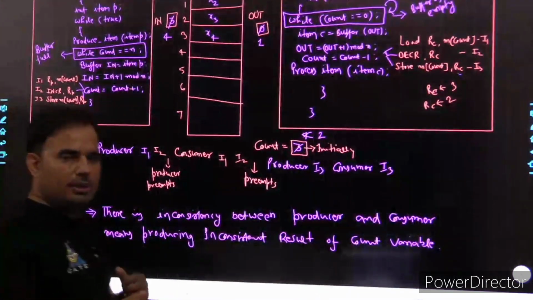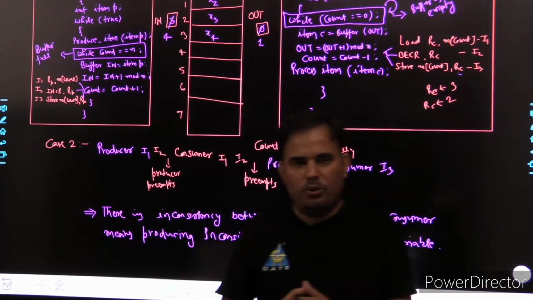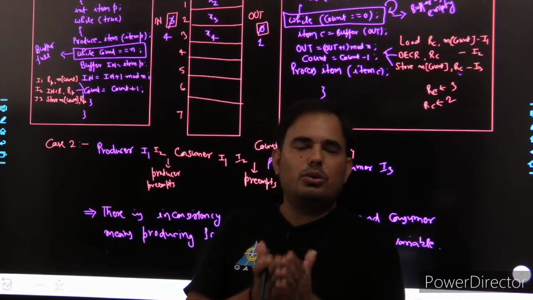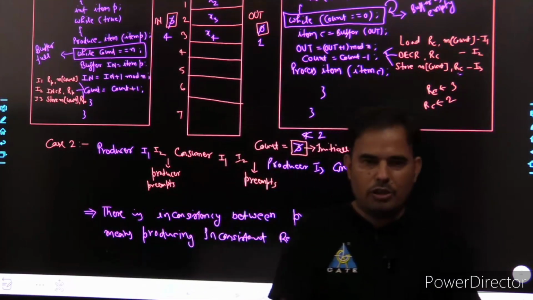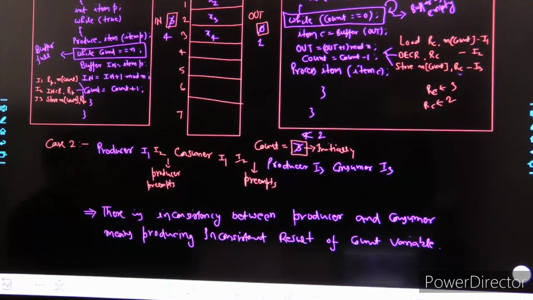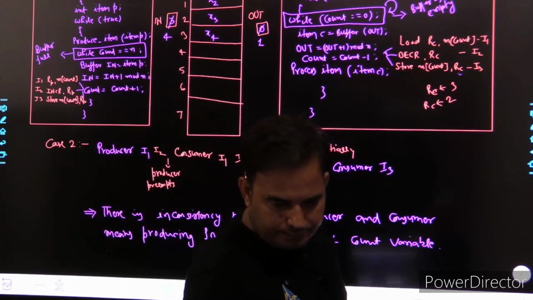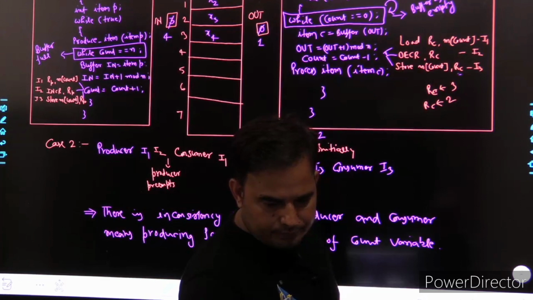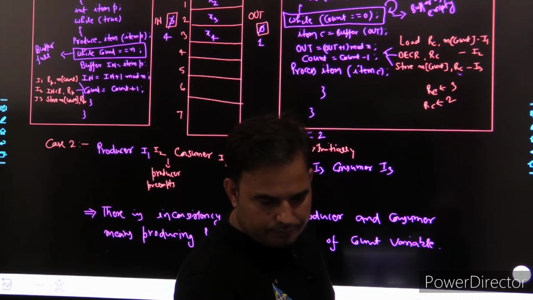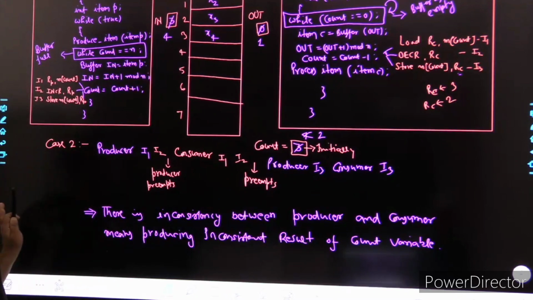So after this, we will see the solution of the producer consumer problem through the semaphore. Okay. So I hope you understand clearly. Please note down this point also, guys. I hope you noted down, my dear friends.